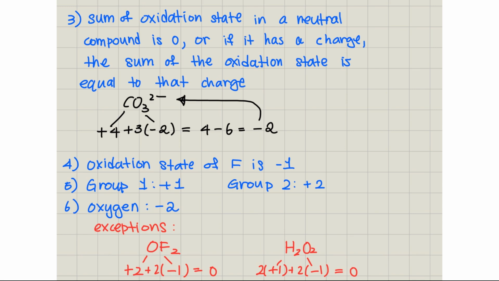Rule number 6 is that oxygen has a pattern, seeing that its oxidation state is generally -2, but there are 2 exceptions that you have to know. The first one is in OF2, where fluorine is more electronegative, so oxygen is given the oxidation state of +2. And the other one is in hydrogen peroxide, H2O2, where oxygen is given the oxidation state of -1.